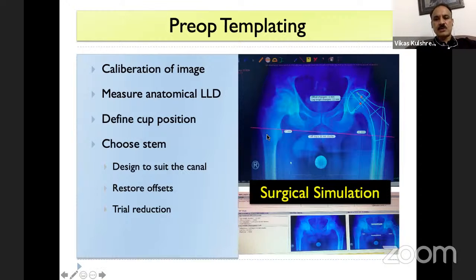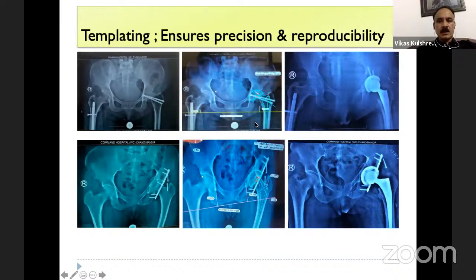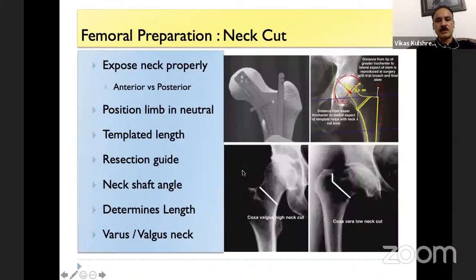Templating: once you have decided what stem to use, you should template them and decide what will be your neck cut. This we have all discussed in our previous talk, but just to go through that, you decide your neck cut, then you see whether the design of your stem is matching the canal or not, and whether you are able to restore offset or not, and what it will take to restore the offset, what angle of the stem or what offset. Again, a few images of how in all complex cases you need to template to be reproducible.